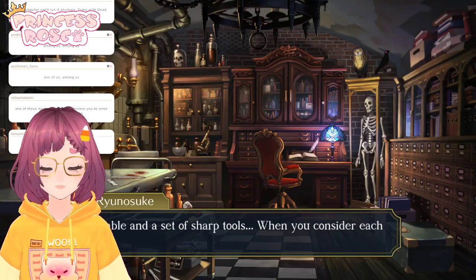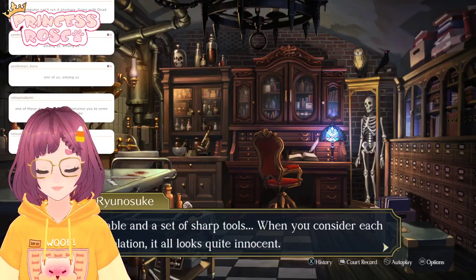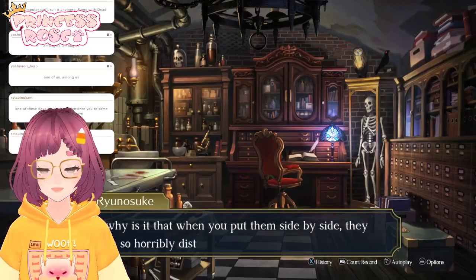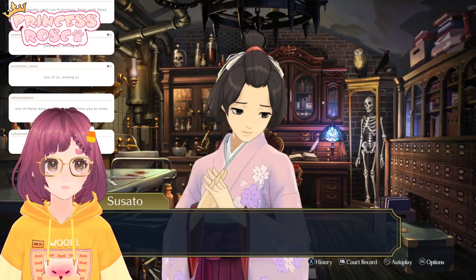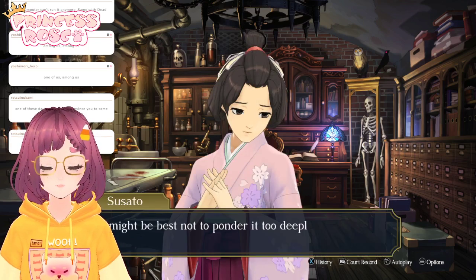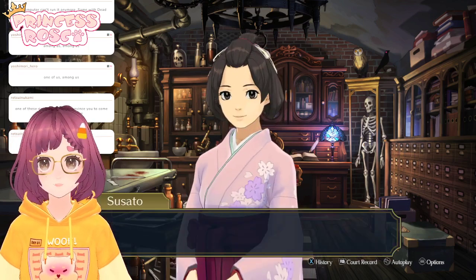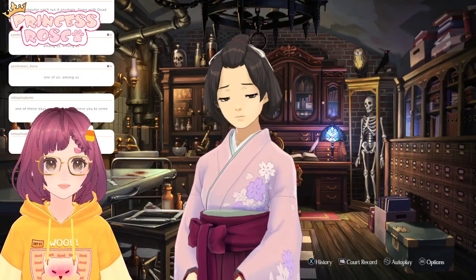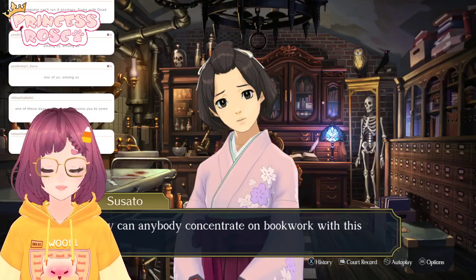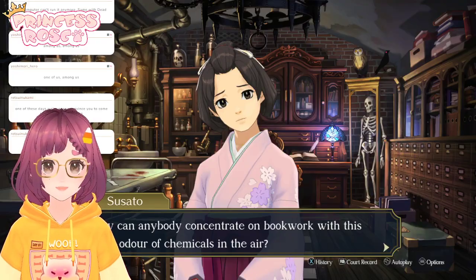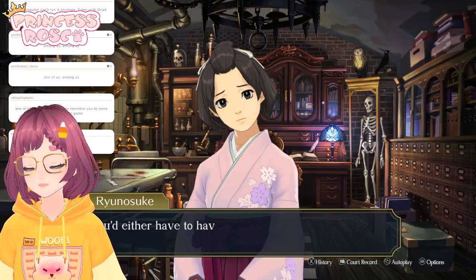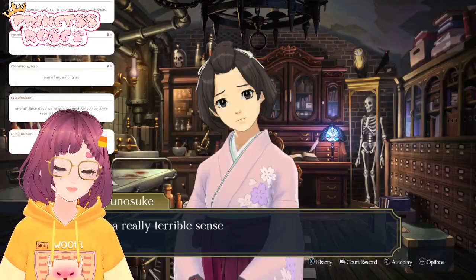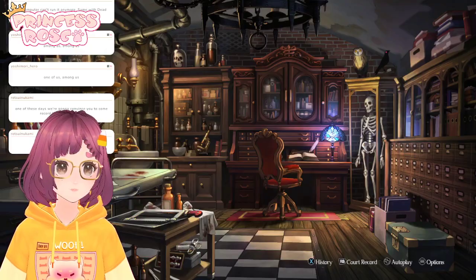A table and a set of sharp tools. When you consider each in isolation, it all looks quite innocent. So why is it then when you put them side by side, they seem so horribly disturbing? It might be best not to ponder it too deeply. Seeing the large tome that's open on the desk does make me wonder, though. How can anybody concentrate on bookwork with this acrid odor of chemicals in the air? You'd either have to have a cast iron constitution or a really terrible sense of smell.